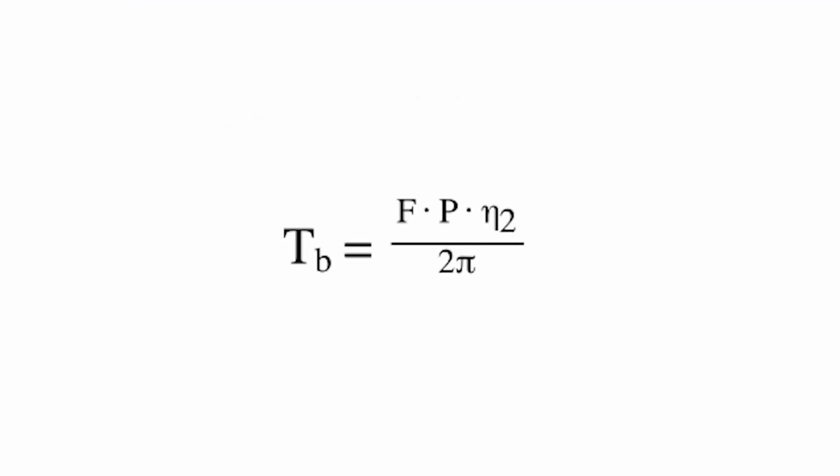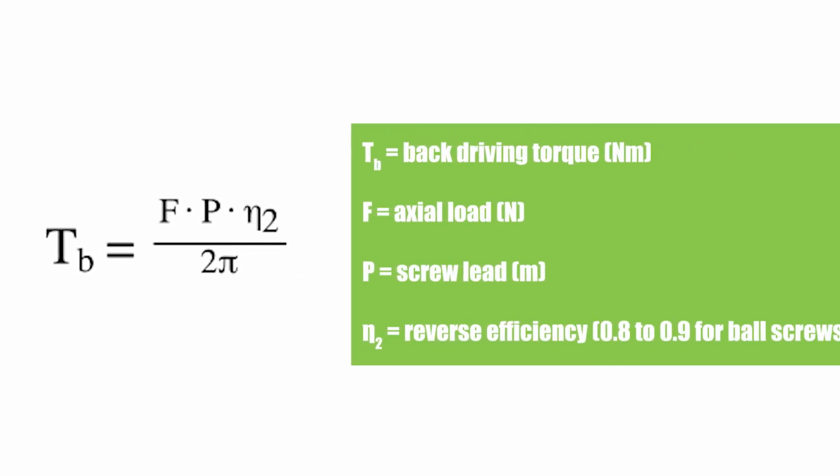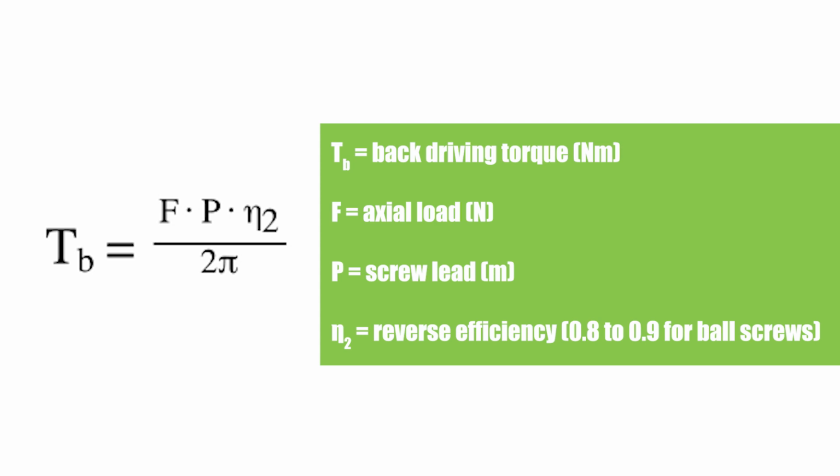It's relatively simple to determine if a ball screw or lead screw will backdrive. First, calculate the backdriving torque caused by the load. This is based on the axial load, and don't forget to include the effects of gravity, the lead of the screw, and the efficiency of the screw assembly when operating in reverse. Keep in mind that the screw's reverse efficiency is typically lower than its efficiency in normal operation, so be sure to check the manufacturer's specification for the reverse efficiency.